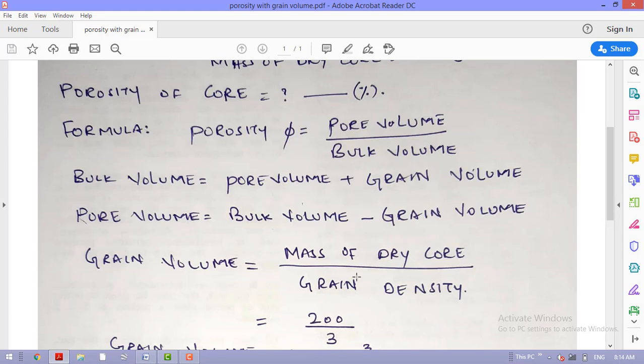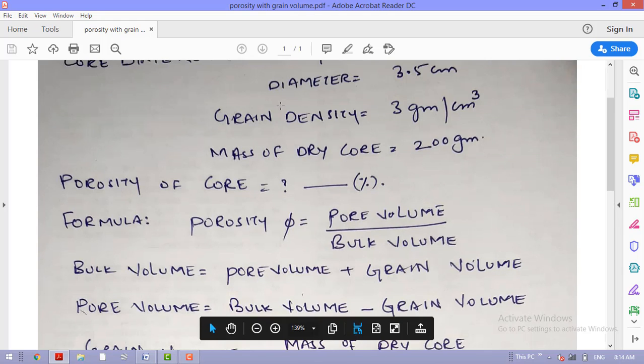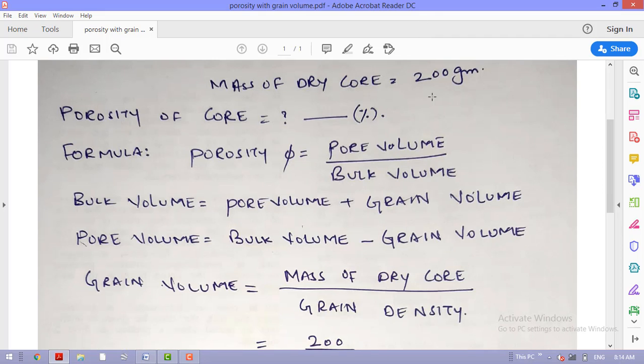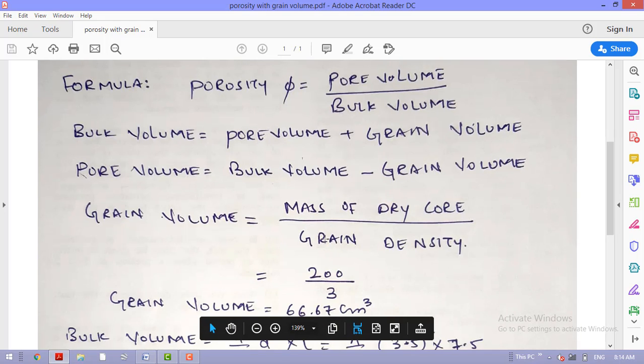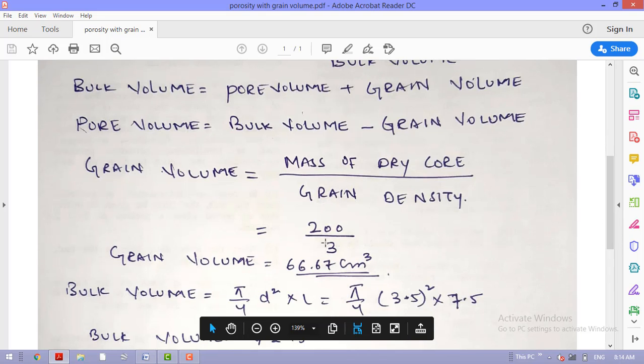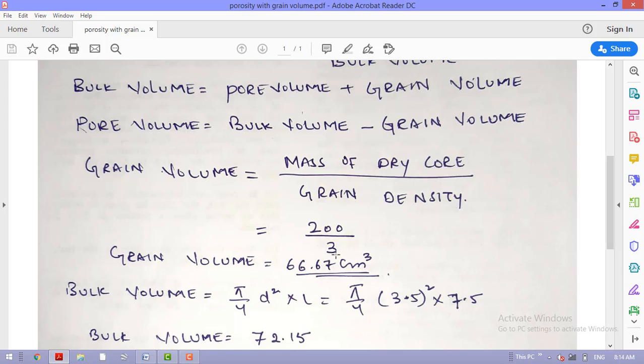So the grain volume is equal to, as I said, the dry core weight, which will be the grain weight. We'll consider the grain weight, and he has given the grain density as 3 grams per centimeter cube and mass as 200 grams. Let us quickly substitute the values. Mass of the dry core is 200 grams and the grain density is 3. After simplifying this, the final answer I got is the grain volume equal to 66.67 centimeter cube, right?